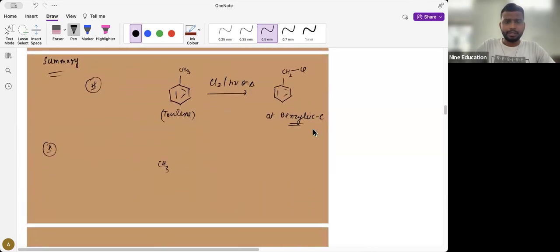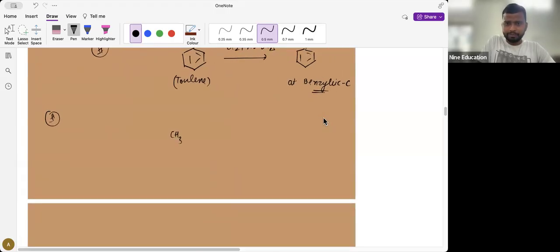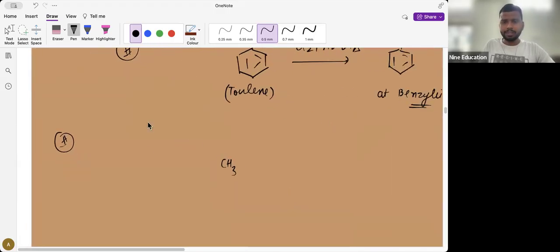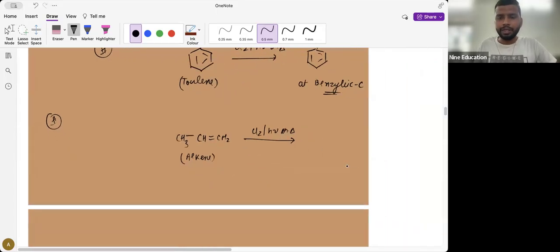Let's see the last comparison. You try to understand first, beta. Let's say we have CH3 and this alkene. In this alkene, I put Cl2 with H nu or heat. If I put Cl2 with H nu or heat, this will be our free radical mechanism.